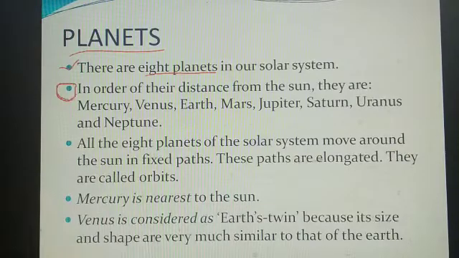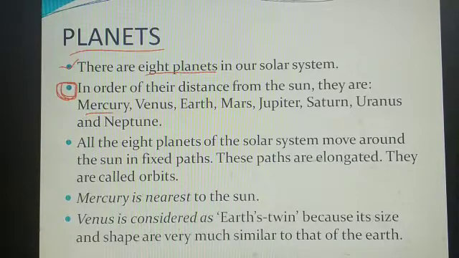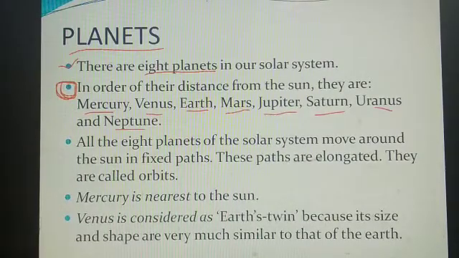Okay, there will be one question related to this second point. So I'm reading this point again. In order of their distance from the sun, that means the 8 planets are Mercury, Venus, Earth, Mars, Jupiter, Saturn, Uranus, and the last one, that is Neptune.